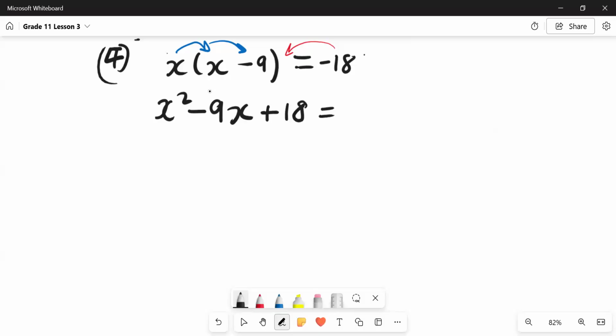When we transpose minus 18, it becomes positive 18, right? Oh, my 18. Oh, my 18 is so beautiful, guys. Wow. My 18. Yeah?